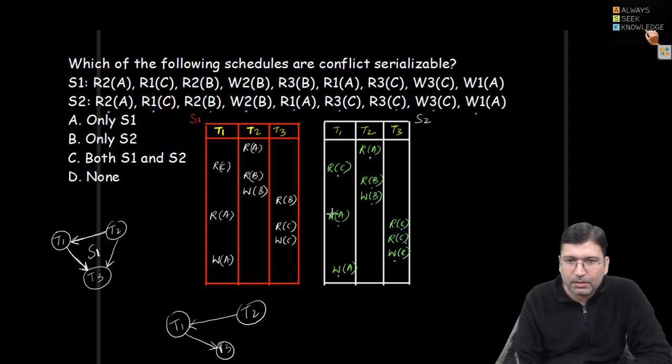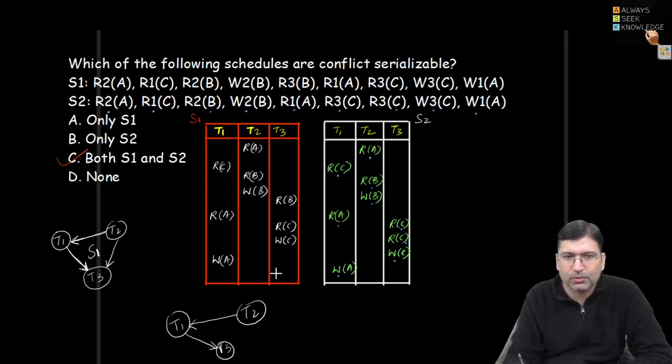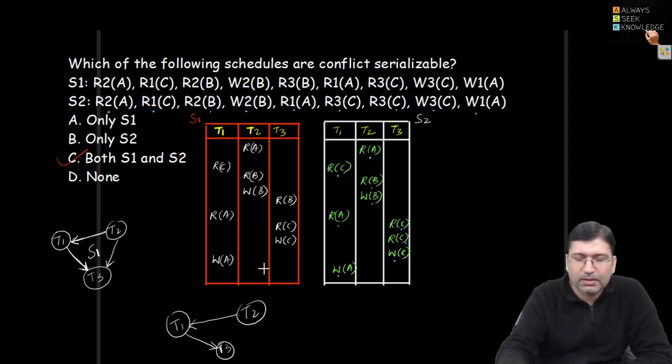Then read B, there is no conflict in T1 and T3. Write B, there is no conflict in T1 and T3. Read A, there is no conflict in T2 and T3. Write C, there is no conflict. Write C, read C, no conflict. Write C, and there is read A, no conflict. So that means it is also serializable. So both are serializable. The answer will be S1 and S2 both are conflict serializable.